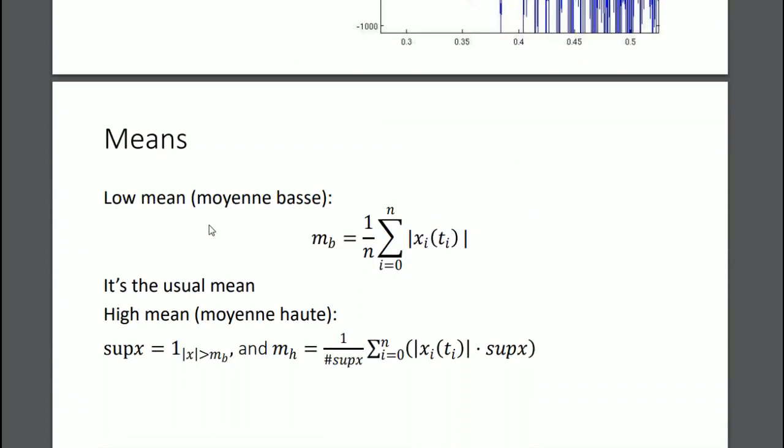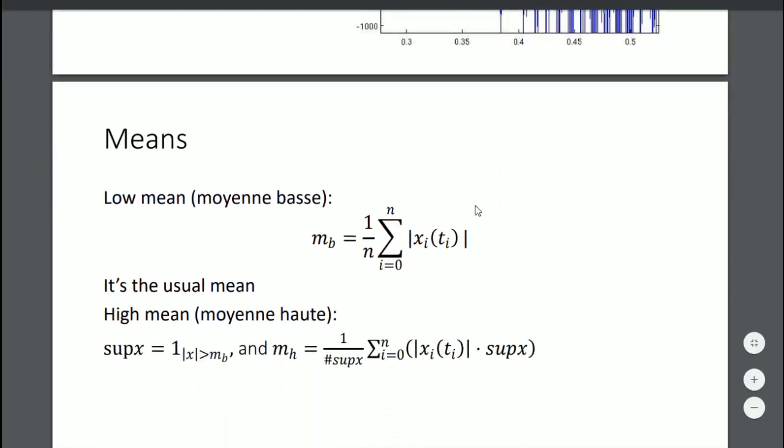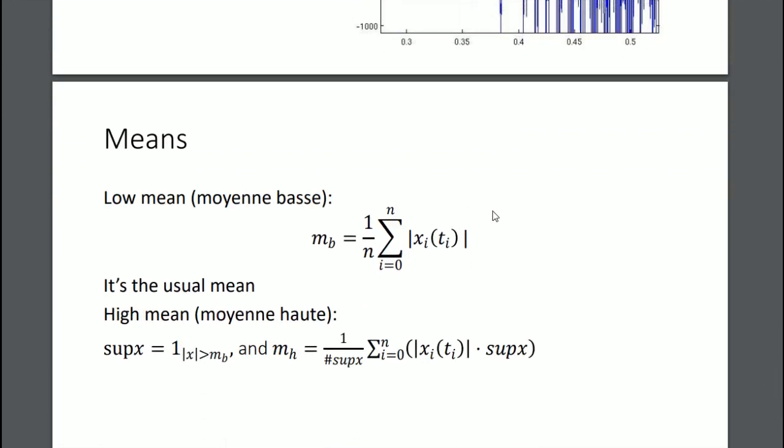Now it's a bit tricky. We want to know when the user talks or not. So now we need a bit of mathematical artifacts. We will consider two means. The first one will be the low mean, that is the usual definition of mean: just the mean over the absolute value, because we just take the absolute value of the signal and take the mean. And then the moyenne haute, the high mean.